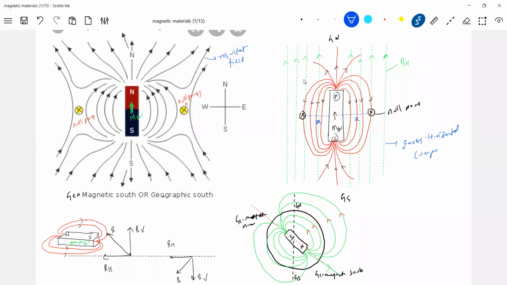Horizontal component. Okay, fine. What about the red color? Red color is the field lines of the bar magnet. I think I made all things clear. So at this particular point, the magnetic field due to the bar magnet will be in this direction. Call this 1 and this 2. B1, B2.